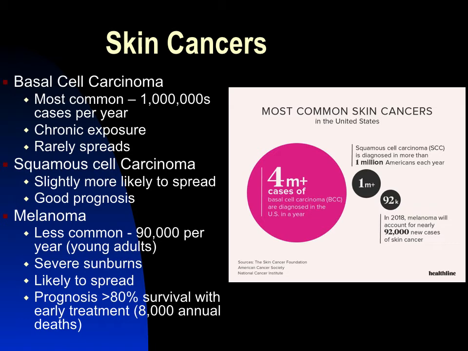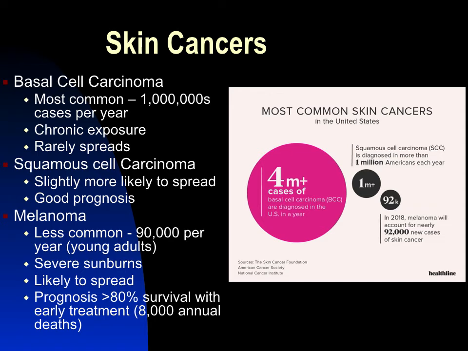There's 3 types of skin cancer. Basal cell carcinoma, the most common type, squamous cell carcinoma, and melanoma. The most common type, basal cell carcinoma, is fortunately the least severe. There are millions of cases of this every year. And this is due to chronic exposure, so it's often happening on the hands, the neck, parts of the face and ears, and maybe the shoulders.